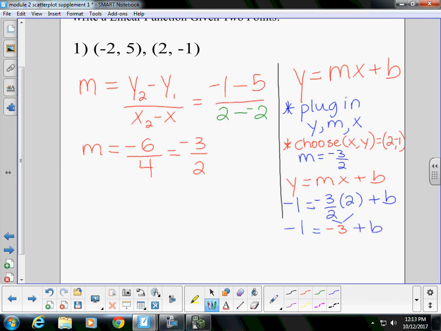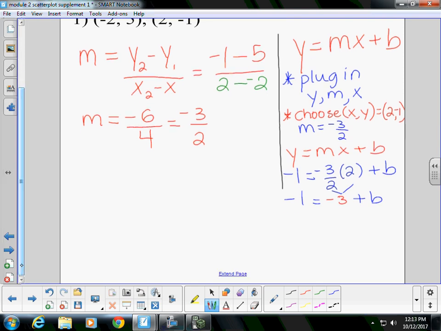Since I'm solving for b, I want to do the opposite of the -3, so I'm going to add 3 to both sides. That way the 3 cancels out, and I'm left with just b. So -1 plus 3 comes out to 2.